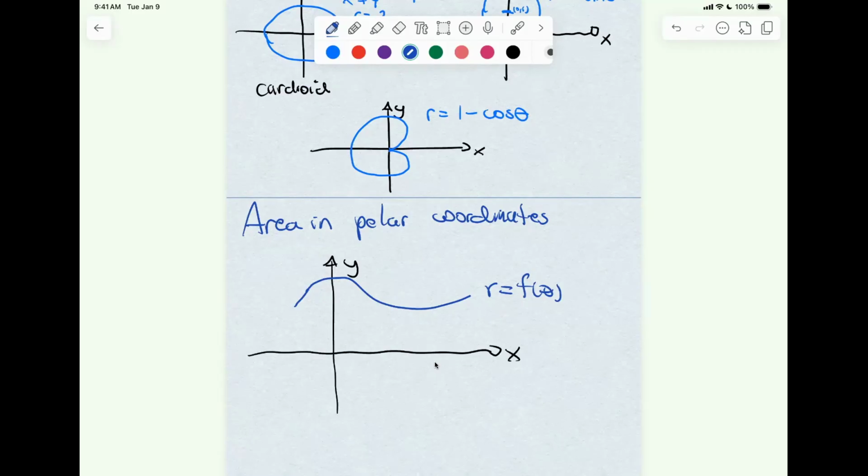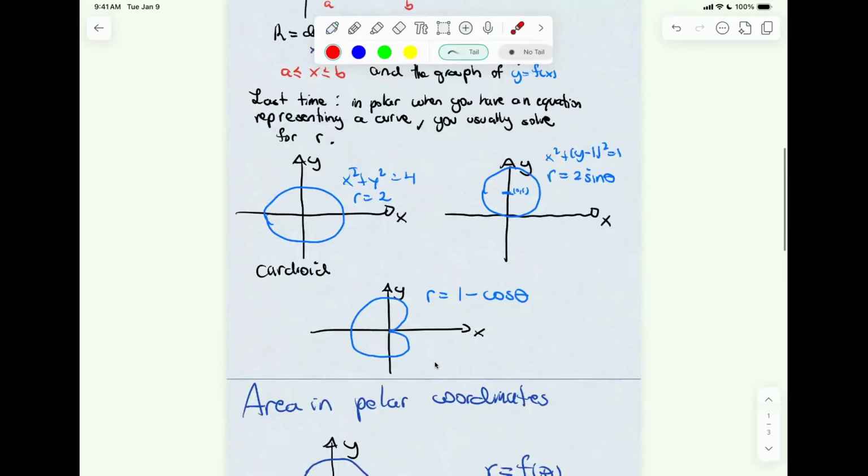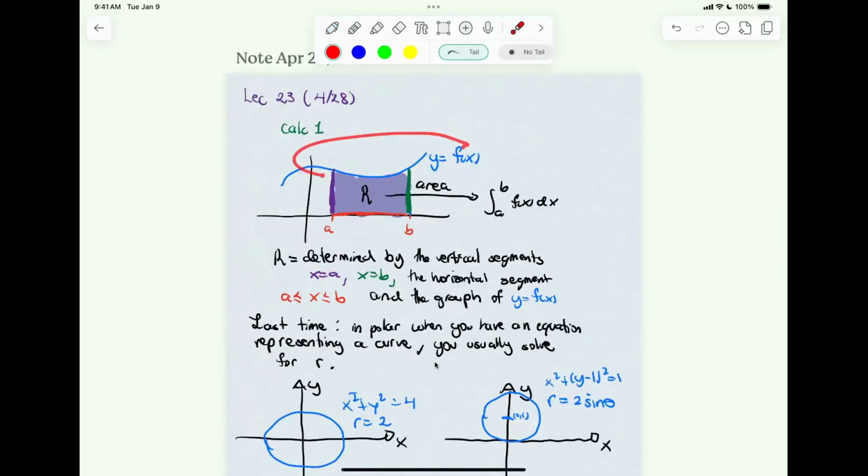So as I was saying before in Calc 1, when you were finding areas, what did you have? You had the curve, then you had these two vertical lines, and then you had the horizontal line or segments. You actually had four things: the curve, two vertical segments, and a horizontal segment.